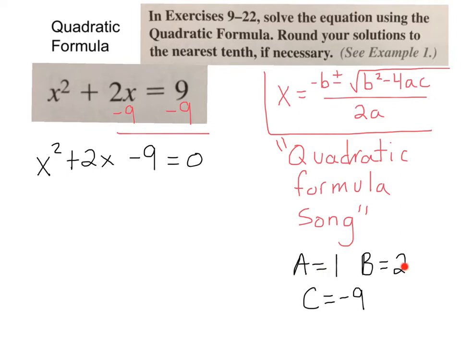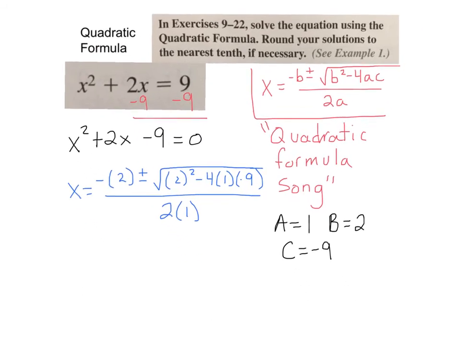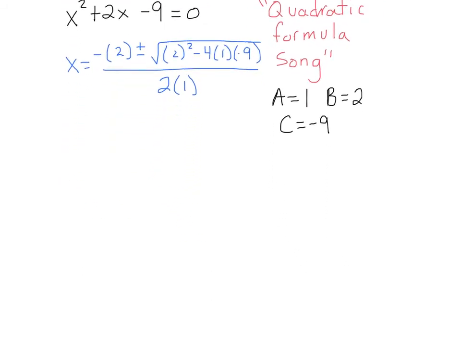So now we're going to plug a, b, and c into the formula. I got x equals negative, and then whatever b is. b is 2. Plus or minus the square root of b all squared minus 4 times a times c, all over 2 times a. So I've set up the problem. From here forward, it's nothing more than simplifying it. So let's simplify it.